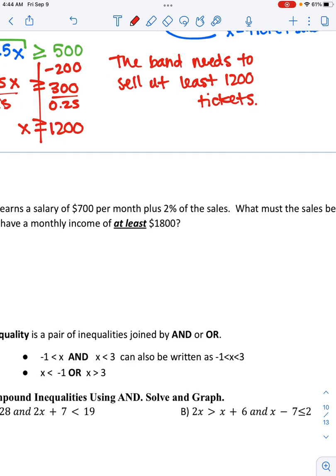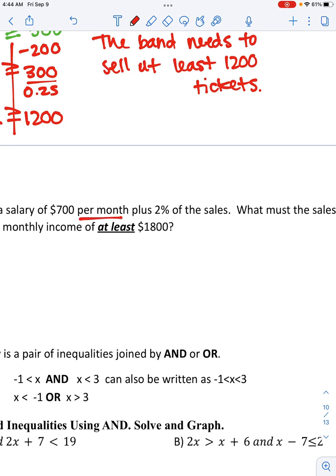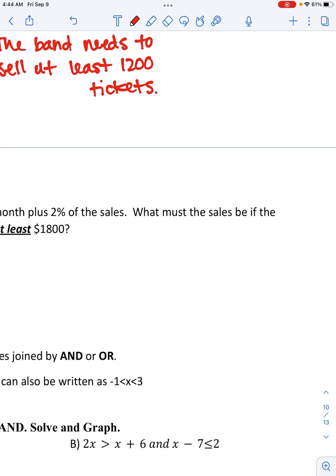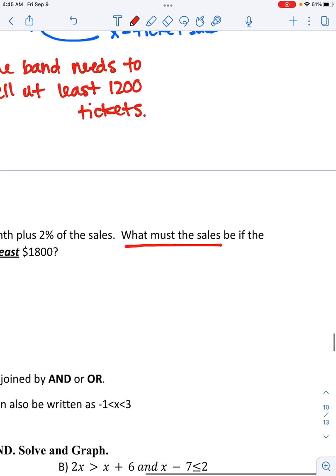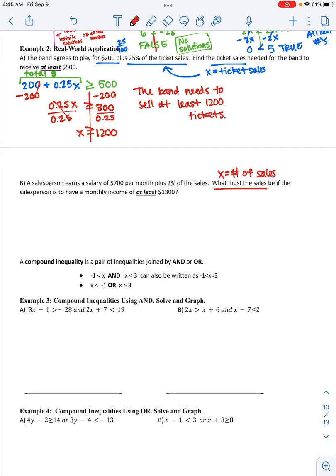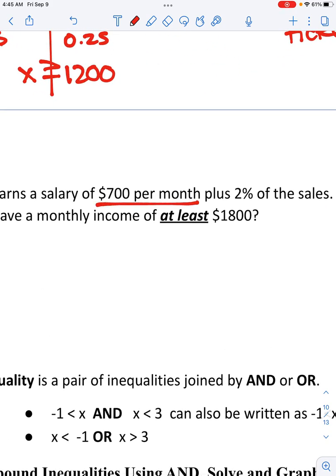All right, and then similar, this next one, a salesperson earns a salary of $700 a month plus 2% of the sales. So even though we have the per month and the sales here, we want to pay attention to what our variable is going to be. So we're being asked what the sales are going to be. So again, X is going to be number of sales. It doesn't really get specific about what we're selling. So the $700 per month is not dependent on the number of sales, so that's a constant, a flat $700.